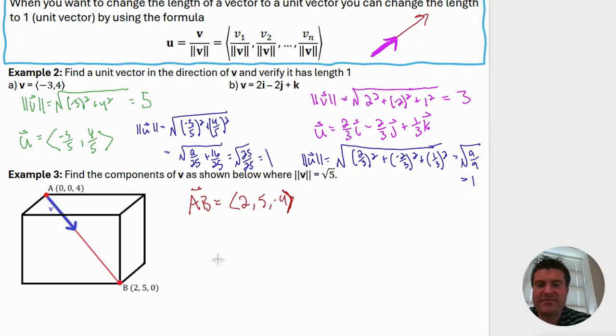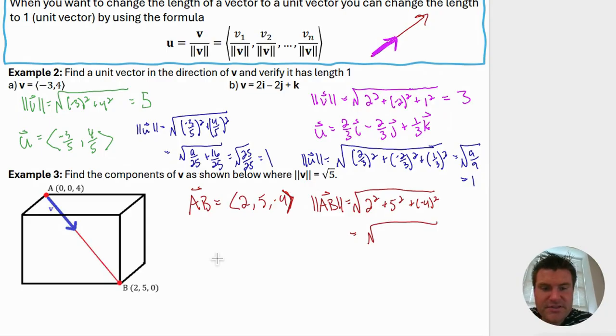Once I get that, I want to go ahead and find that length. So the length of AB is going to be equal to the square root of 2 squared plus 5 squared plus negative 4 squared. This isn't as easy of numbers as the other one was, so I will work this one out a bit. You're going to get root 45. I guess we can break that down if we really want to, to 3 root 5. You don't have to, but maybe it's easier.